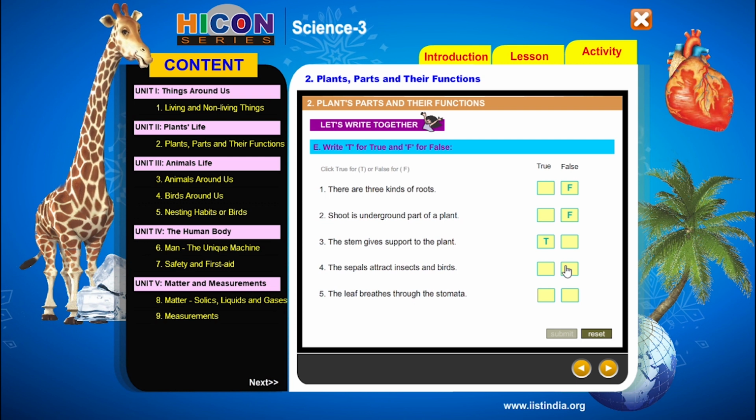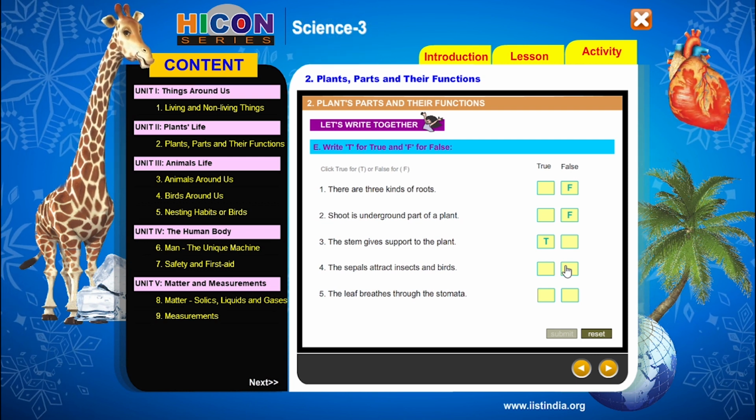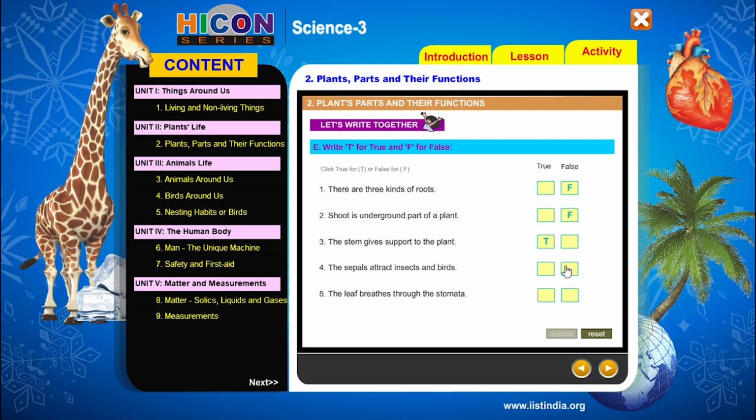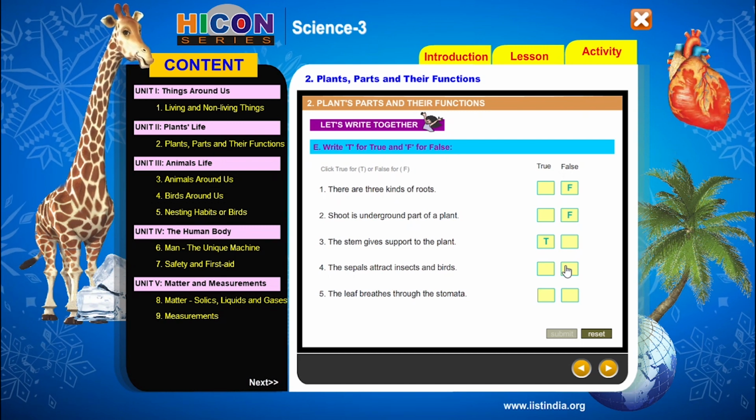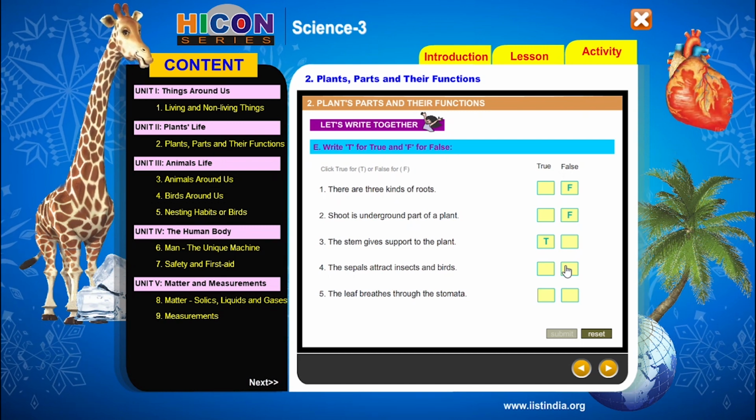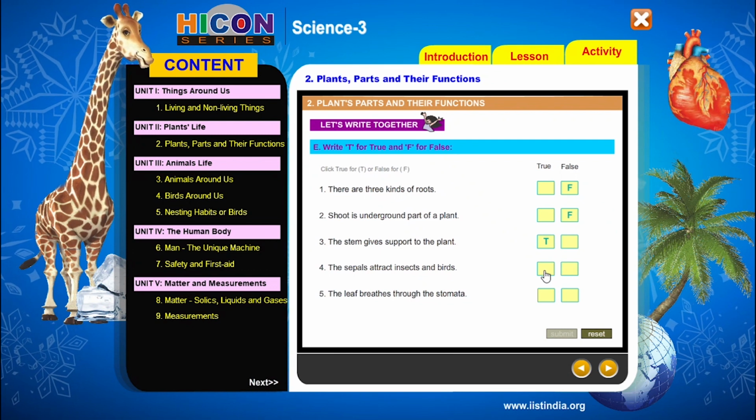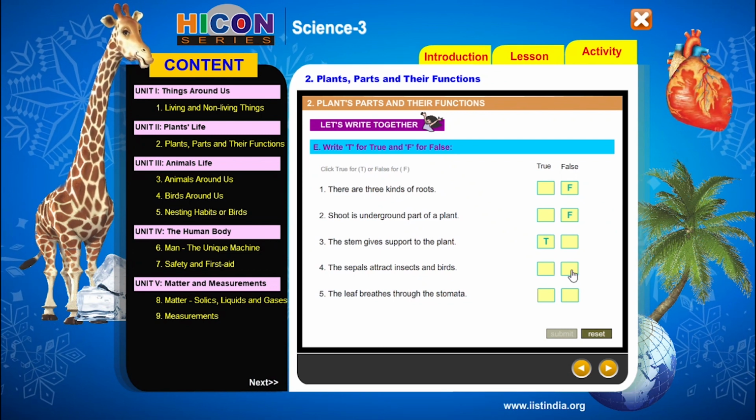But the sepals are generally green in color. They just give support for the flower. They are present at the bottom of the flower and give support for the petals. So the fourth sentence is wrong. Write F in the box.